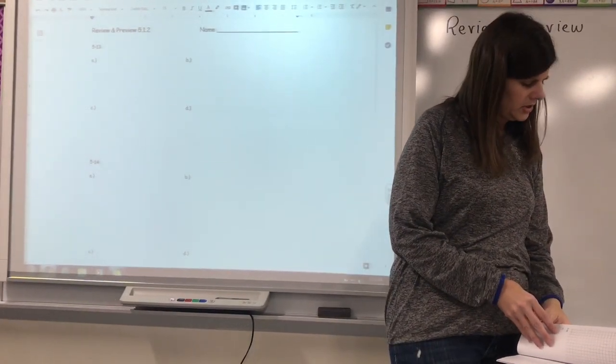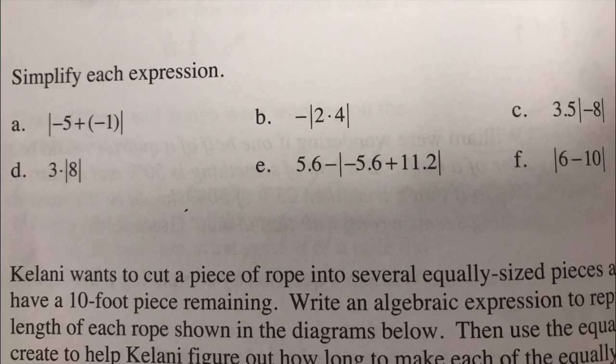Question 15, the directions say to simplify each expression. Again, the word simplify just really means that I'm supposed to find out what it equals. Some things to keep in mind, particularly with part A, you have to do exactly what it says inside the absolute value symbols first. So -5 plus -1, then you find the absolute value of that to get your answer. Part B would mean the opposite of the absolute value of 2 times 4. So I would have to multiply first, find that absolute value, and then find the opposite.